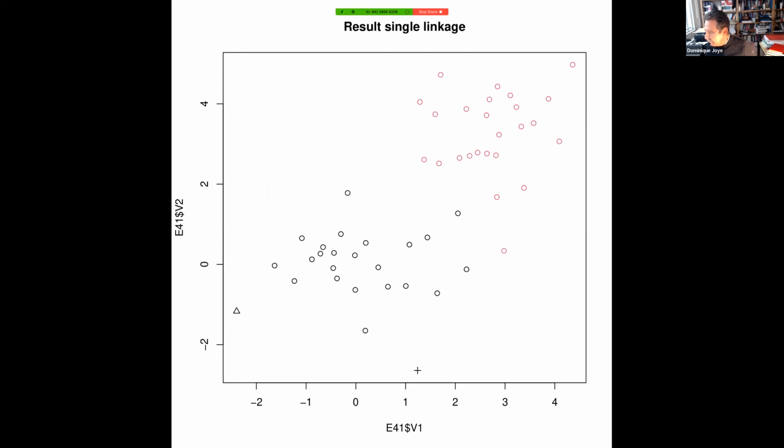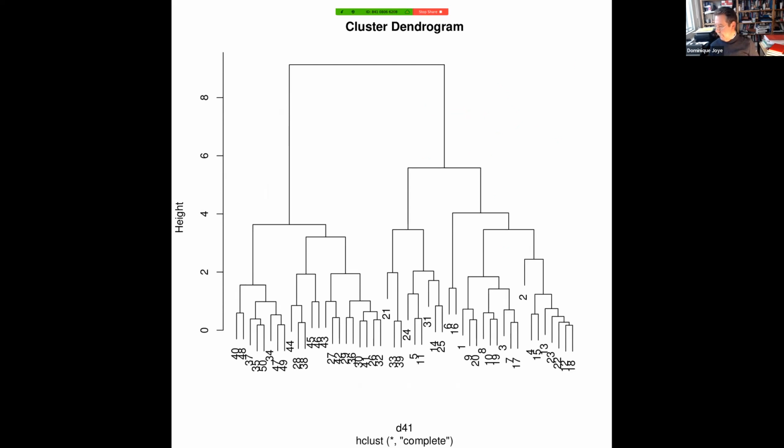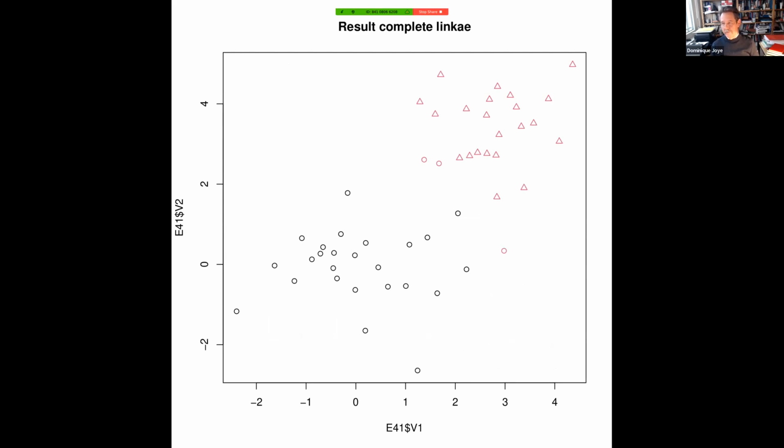Okay. For the complete linkage, so the idea of taking the maximum distance, you will see that we will find two groups, and you see that the two groups are good. So in such a case with two circles, either the complete linkage is good, or the Ward method is good, but the single linkage is not good.